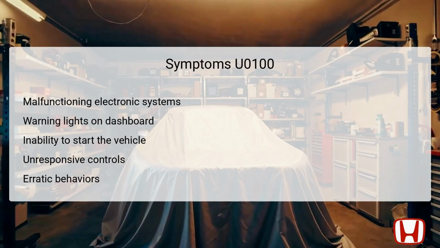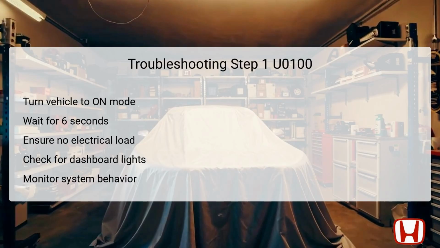The first step in troubleshooting the U0100 DTC is to turn the vehicle to the on mode without starting the engine. This action powers the vehicle's electrical systems and allows for communication between various modules. After switching to the on mode, it's crucial to wait for at least 6 seconds, giving time for the modules to establish communication. During this period, ensure that no additional electrical load is applied, such as headlights or climate control, as this could affect communication robustness.